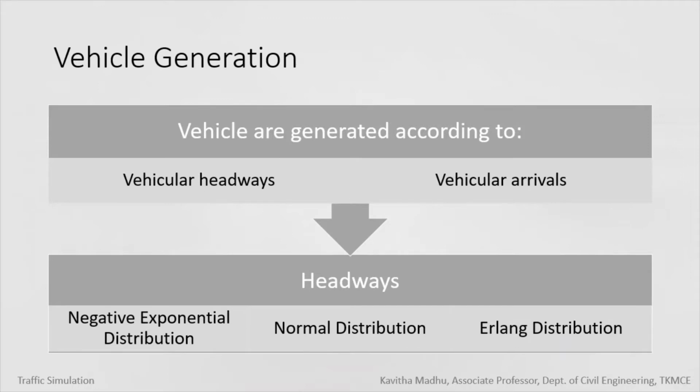Now let's see more details of the vehicle generation module. Vehicles are generated according to a kind of distribution. It can be based on the vehicular headways or on the vehicular arrival patterns. Headways generally follow one of these distributions based on the flow rate. If the flow rate is low, it follows the negative exponential distribution, whereas if the flow rate is high, it follows the normal distribution. If the flow rate is intermediate, it follows the Erlang distribution. So based on the vehicular headway distribution or the vehicular arrivals, the vehicles are generated. Let's see the details of that.